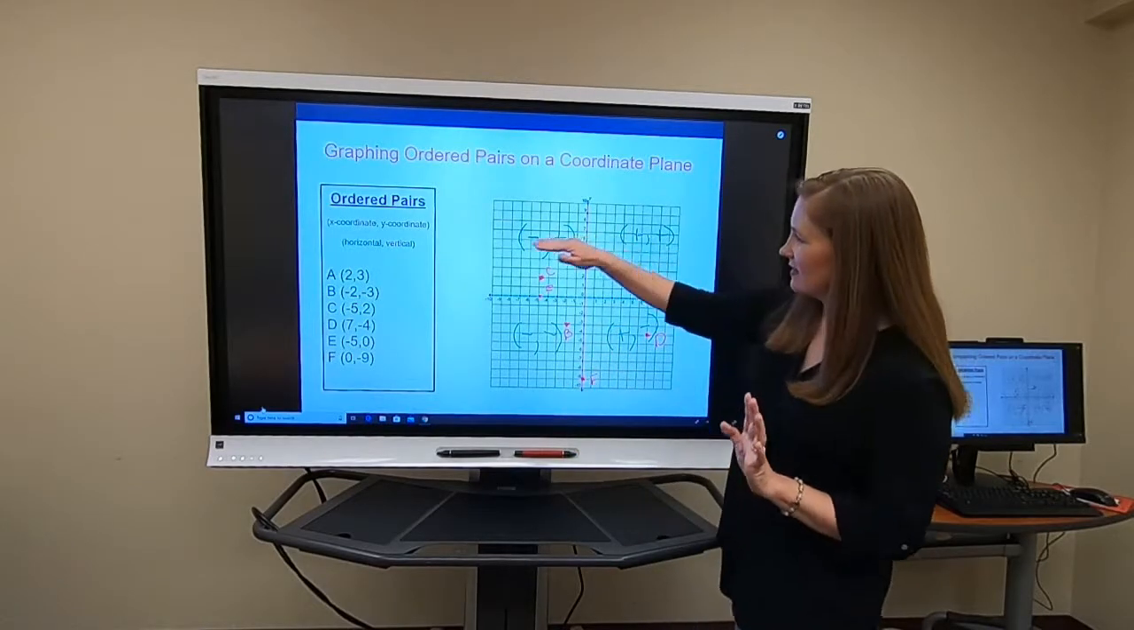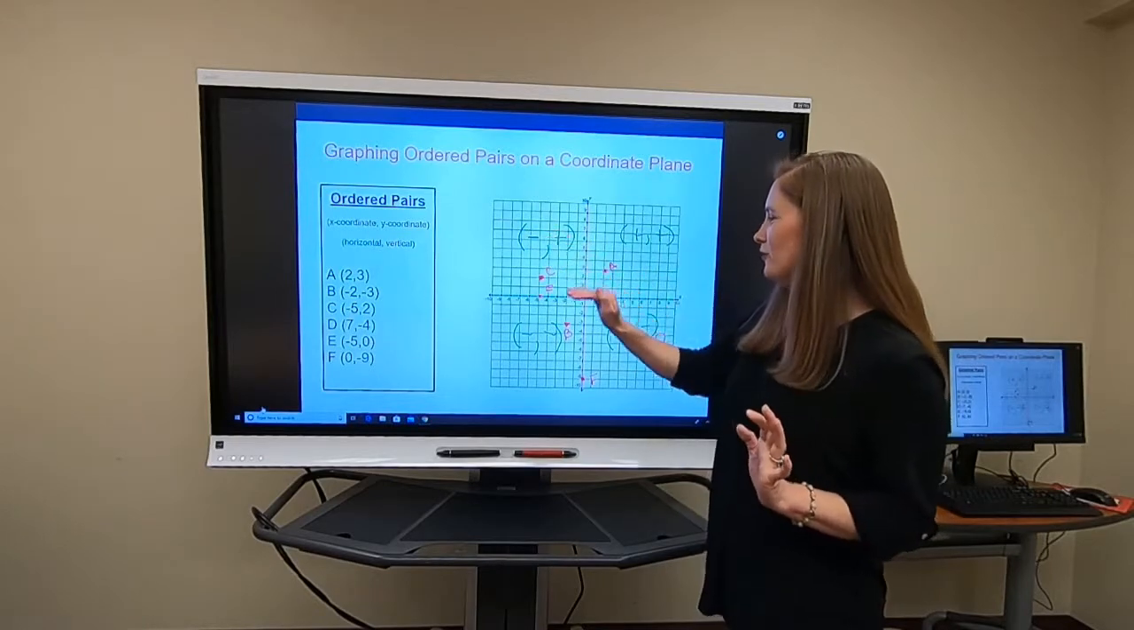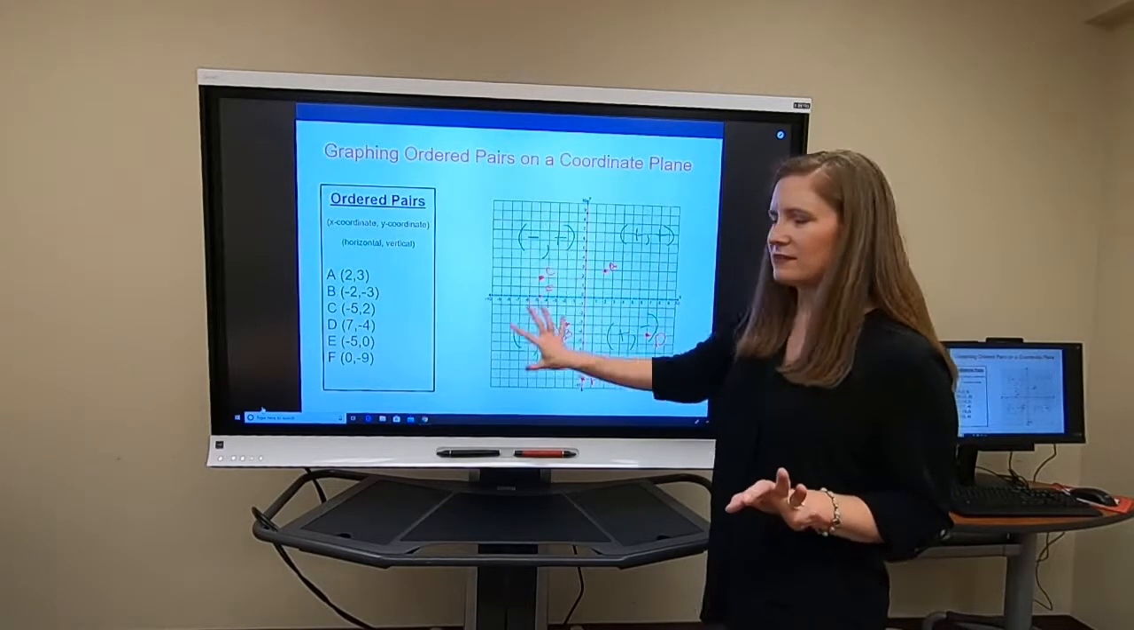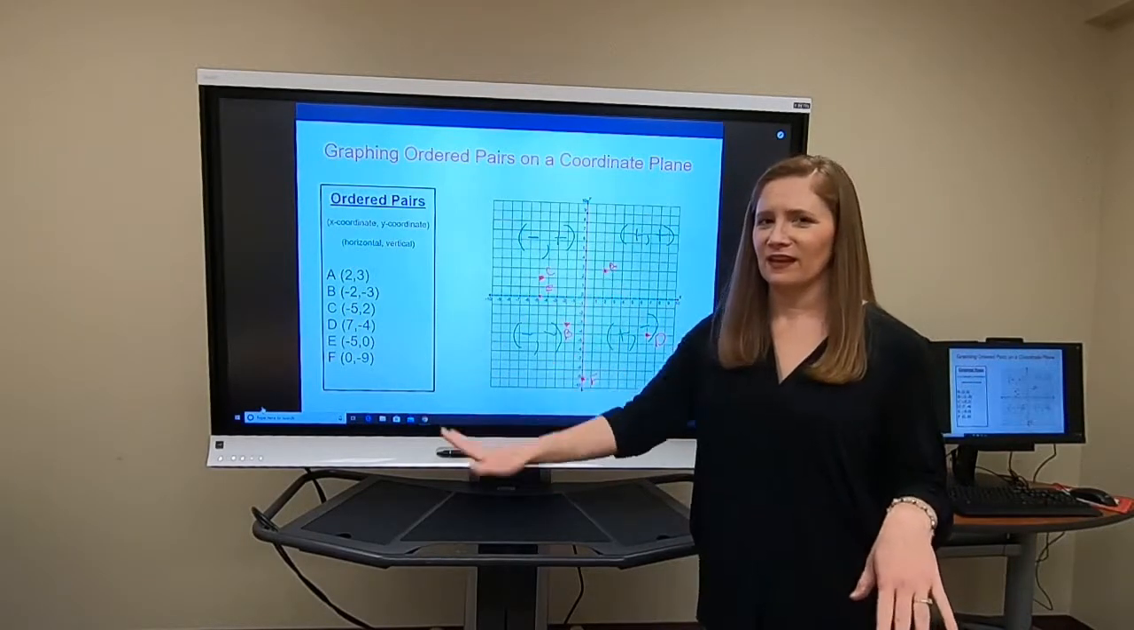But do you see the difference? And that's why we have different quadrants, because the different quadrants separate the data for us. We'll get to that data in consecutive lessons.